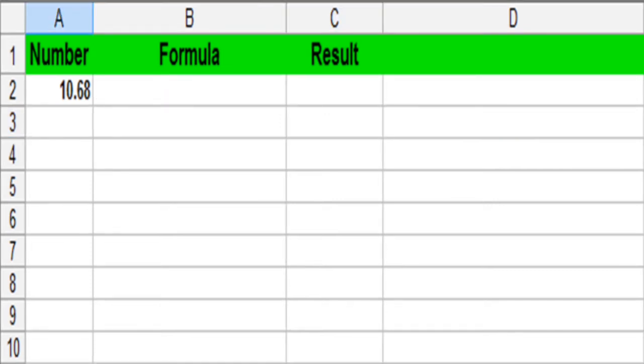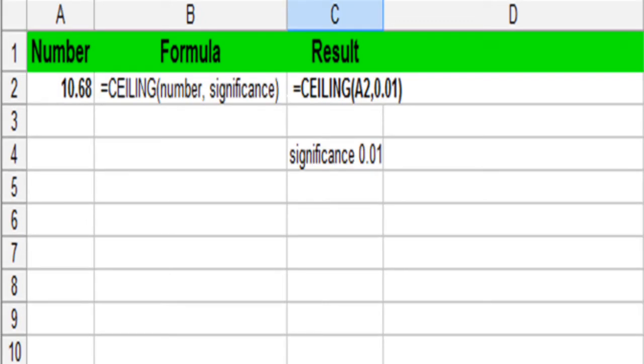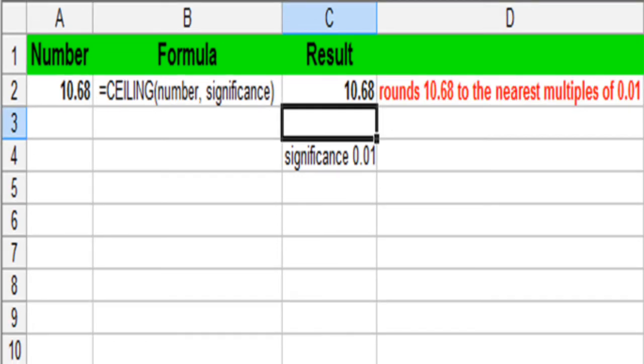Number 10.68. Significance 0.01. Formula: equals CEILING(A2, 0.01). Press enter. Rounds 10.68 to the nearest multiple of 0.01. Result 10.68.